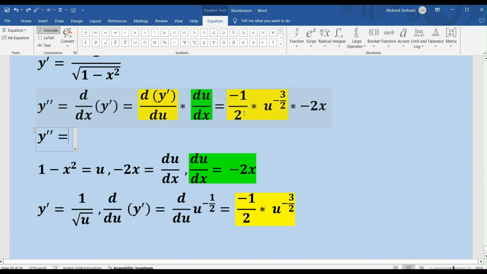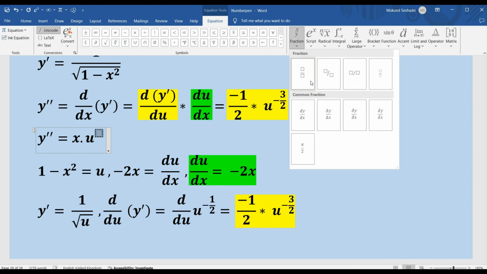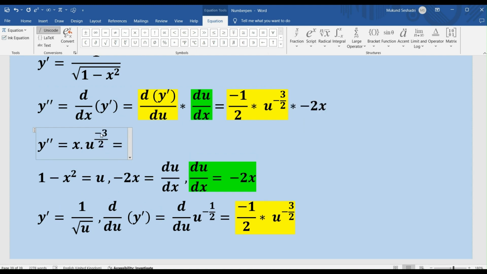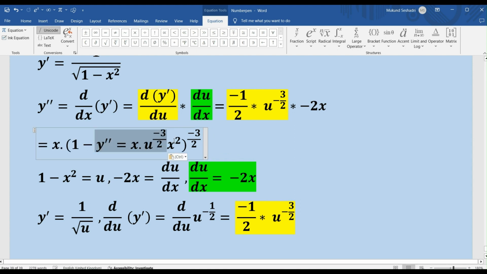So I can cancel out the 2 here with the 2 out here, and I know that I have two negative signs, so both of them cancel out. So I'm left with x times u to the power minus 3 by 2, right? So post cancellation of 2 and minus 1. So let me write that down before I put back my u. And then I have x times u, which is nothing but 1 minus x square, right? So there we have our final answer for y double dash. Let's highlight it in pink.